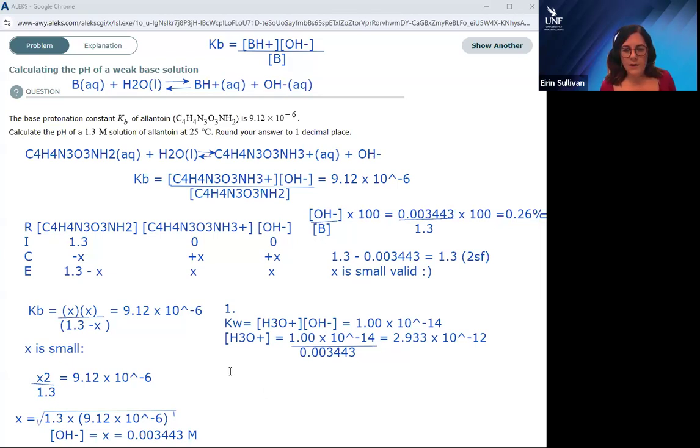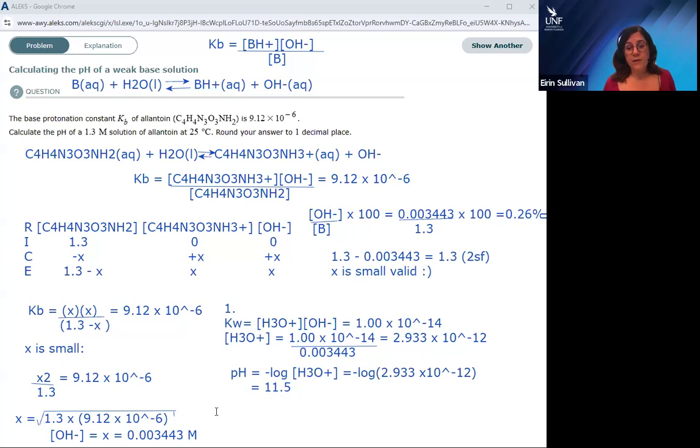So then I could just go ahead and calculate pH equals minus log concentration of hydronium, what we just worked out. So that is going to be minus the log of 2.933 times 10 to the power of minus 12. That's going to be a number that shakes out to be about 11.5. And here's your check: we've got a weak base, we're expecting a pH greater than 7. It's greater than 7. That sounds good to me.